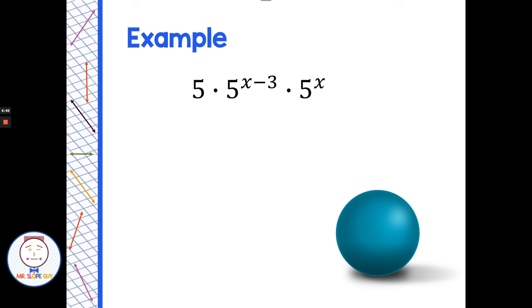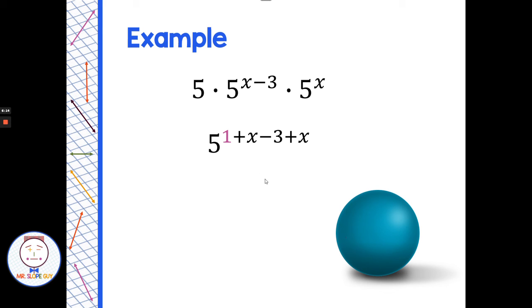So 5 times 5 to the x minus 3 times 5 to the x. Now, a lot of people will make a mistake on this one because they forget that this 5 has an exponent of 1. So we're multiplying, have the same base, we're going to add the exponent, but if you leave off that 1, you'll get it wrong. So this is going to be 5 to the 1 plus x minus 3 plus x. So we're multiplying, have the same base, we're adding the exponent, you just can't forget about that 1.